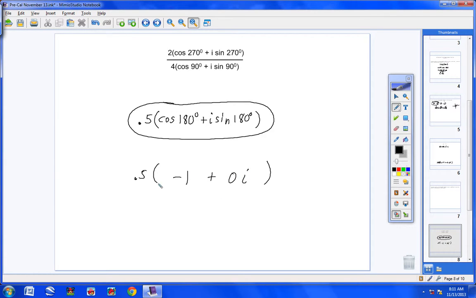So there we go. Now multiply your 0.5 through. 0.5 times -1 is -0.5, and 0.5 times 0 is 0i. There, you did it. Now you went from trig form to standard form. I mean, guys, I just took the cosine of 180, the sine of 180, and then multiplied my 0.5 through, and that's it. Let's look at one more and we're done for the day.